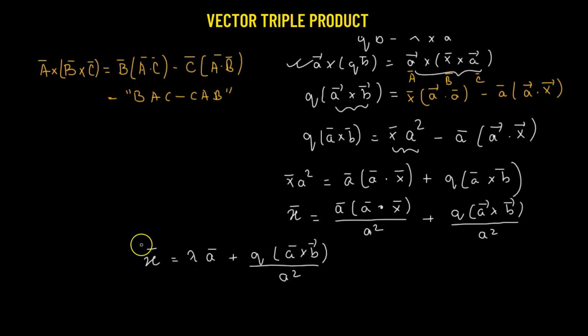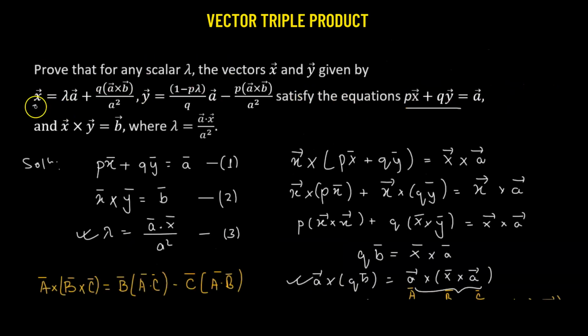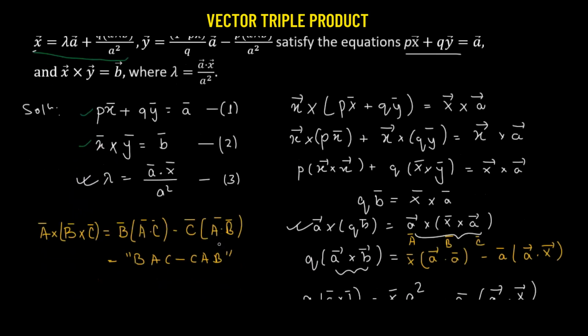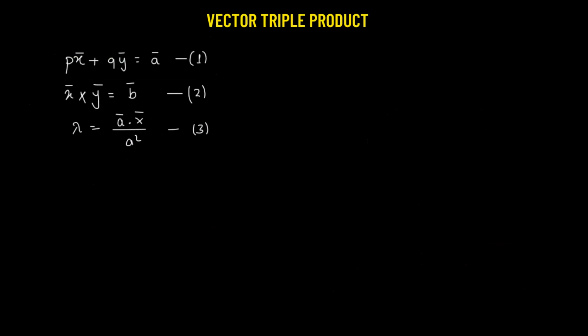So this is an expression for x that we have now obtained. So let's verify. This is the expression for the x vector that we have obtained just now. Next, what we'll need to do is obtain an expression for the vector y. For that, we have to again consider equations number 1, 2, and 3. So we'll use them. Let's do that. Now we consider equation number 1.